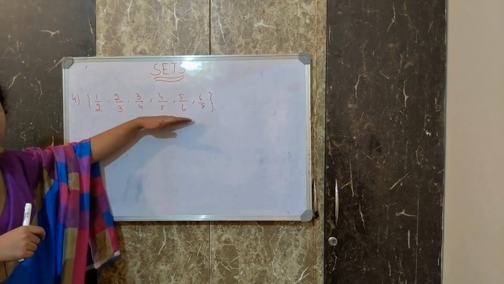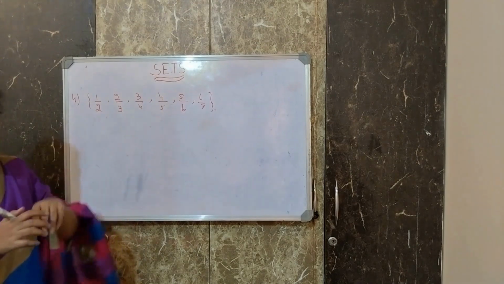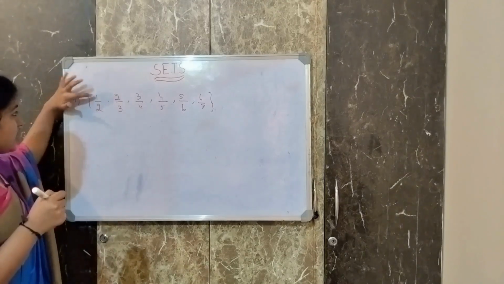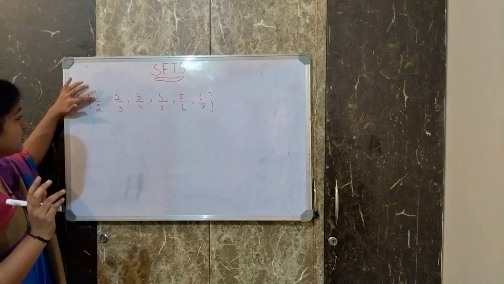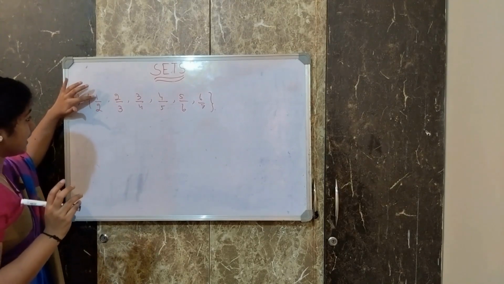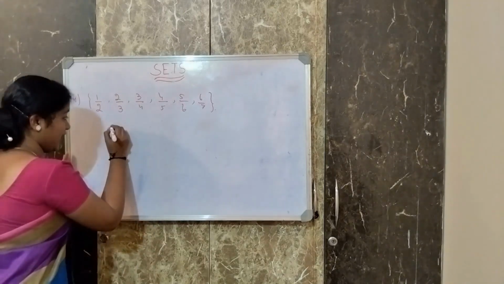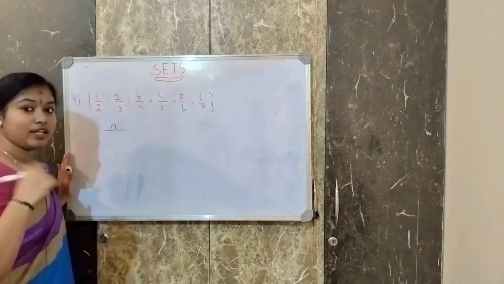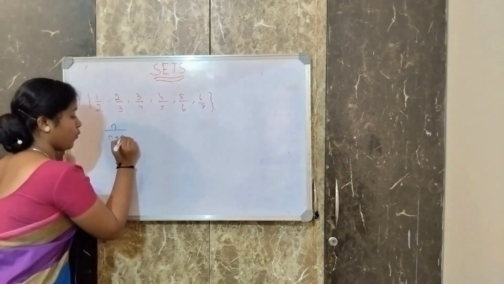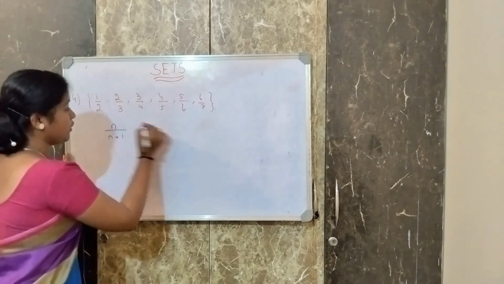So we have to represent this set in the set builder form. So what can we see? We can see if the numerator is a number, the denominator is one number greater than the numerator. So if we take the numerator as n, the denominator is one number greater than the numerator, so it becomes n plus 1. Right. So what about n?